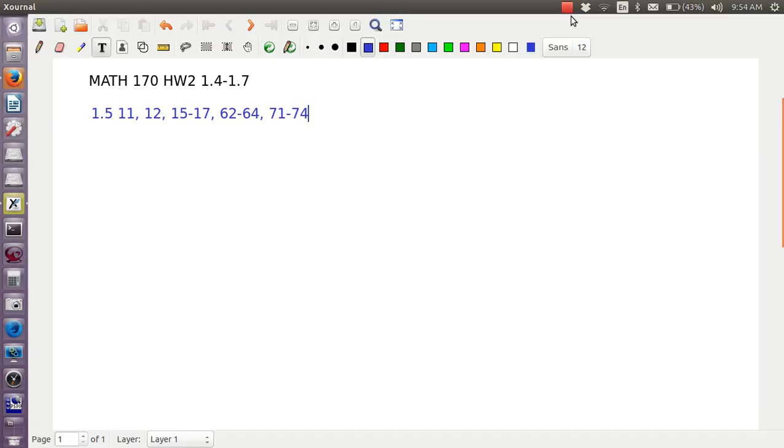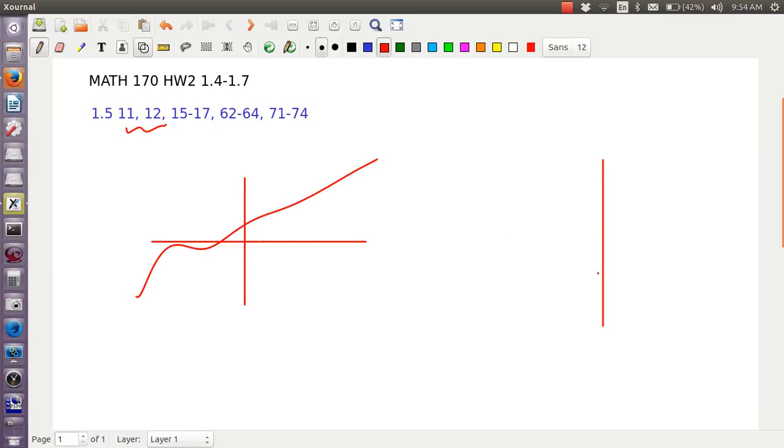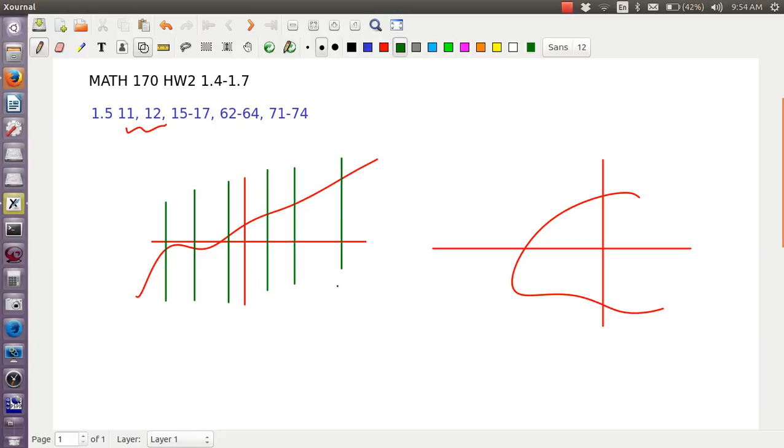So we're looking at section 1.3, question number 1.5 rather, questions 11 and 12. Those questions ask about the vertical line test. In these questions, you have some kind of squiggly that looks like this versus some kind of squiggly that looks like that. In this case, you could take vertical lines and pass them through. I'm going to get rid of this axis and this axis so you can see what's going on.